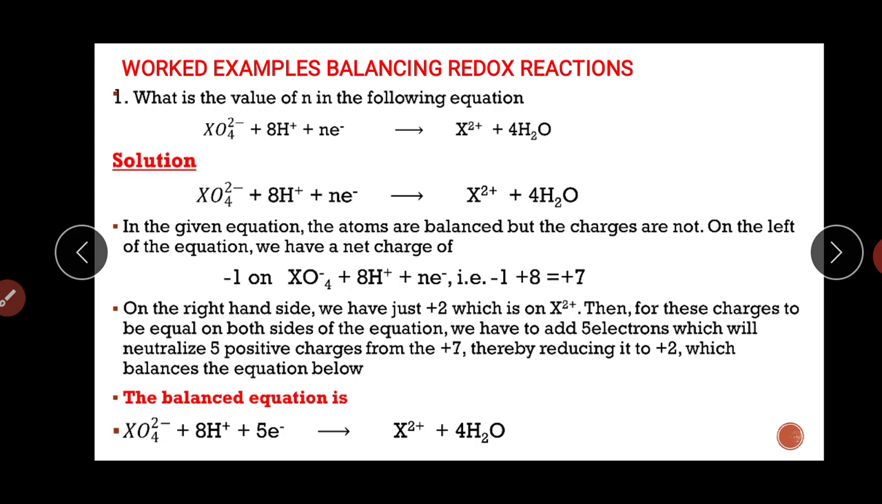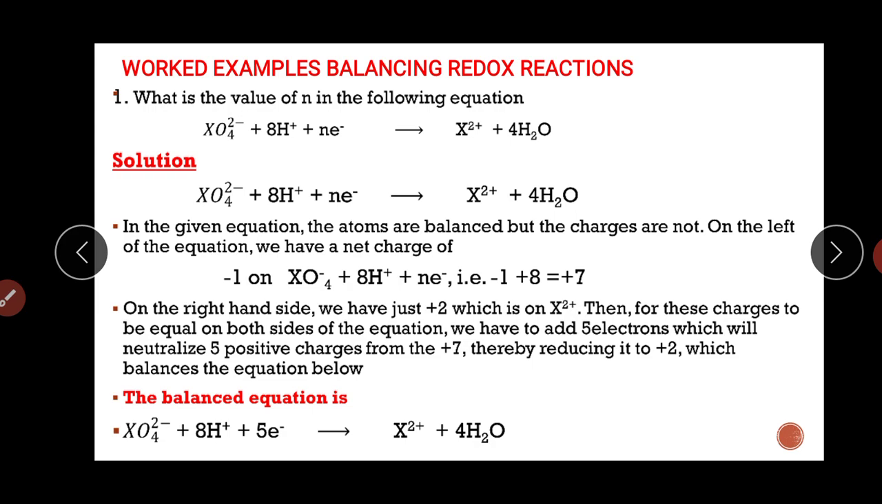Oxygen, we have 4 at the left and 4 at the right. Hydrogen is 8 at the left, and hydrogen is also 8 at the right. You can see oxygen is also balanced, 4 oxygen, 4 oxygen. So in terms of atoms, they are balanced. Now, the second step is to balance the charge. In a redox reaction we balance the atoms, and we balance the charge because the species are carrying charges.